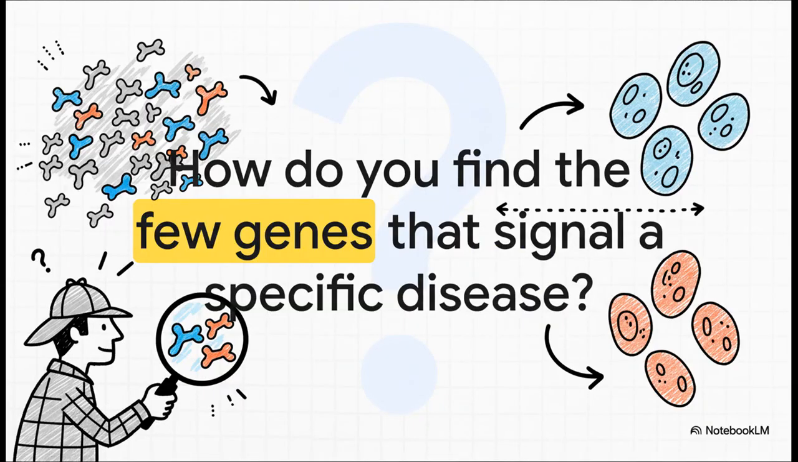So here's the big problem we're up against. Just imagine you're looking at a biological sample, and inside it, there are over 3,000 active genes. That is a massive, overwhelming amount of information, right? So the question is, how on earth do you sift through all of that noise to find the handful of genes that are acting differently, the ones that are the key signals for a disease? It's really like trying to find a needle in a haystack full of other needles.